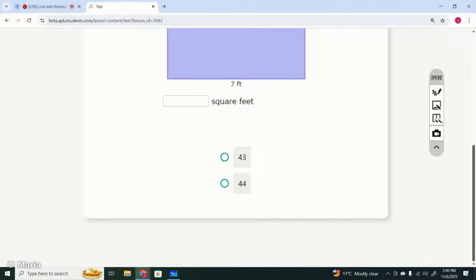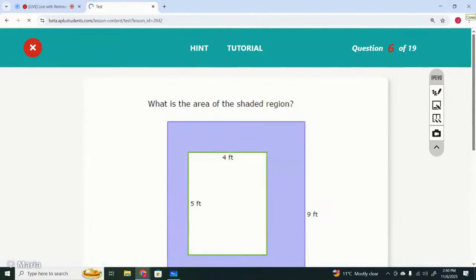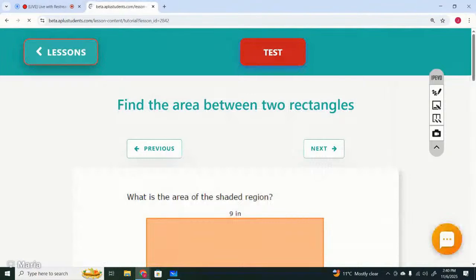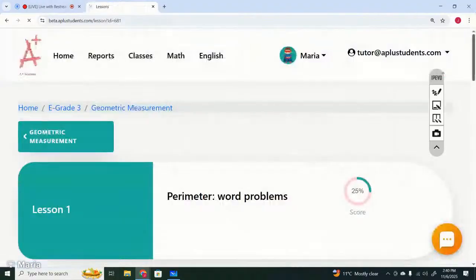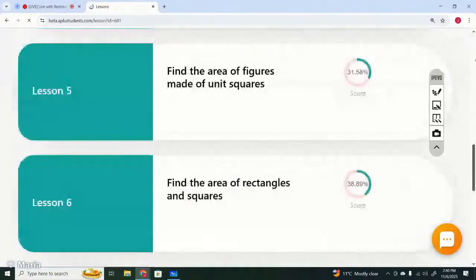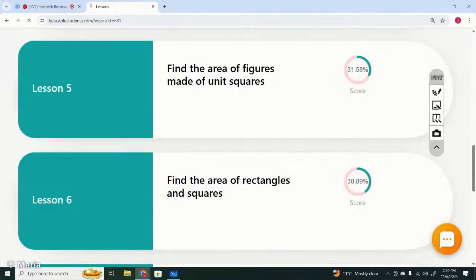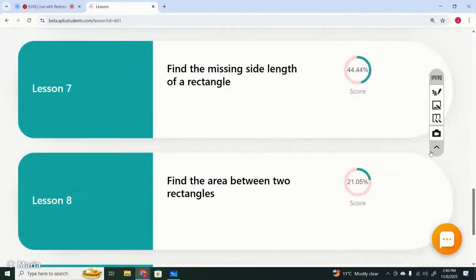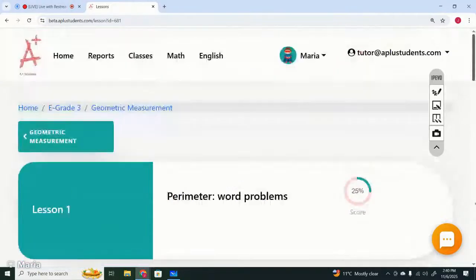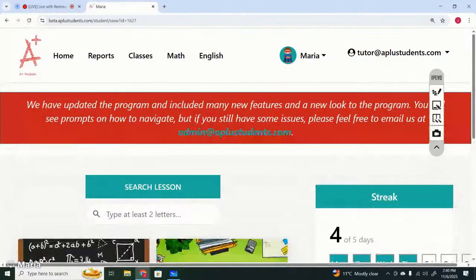Okay, you can complete the lesson by yourself later today. So we were working on the grade 3 math chapter, geometry. The lessons we have covered today are: find the area of unit squares, find the area of rectangles and squares, find the missing side, and find the area between two rectangles. So please make sure before the next session you complete all the practice questions for the lessons we just did. That is your homework until next session.